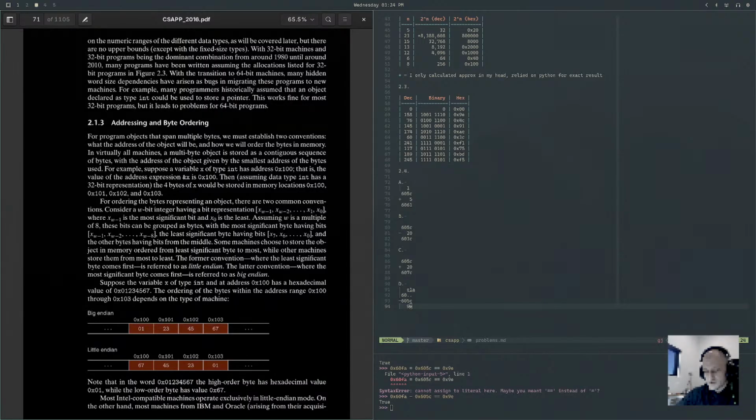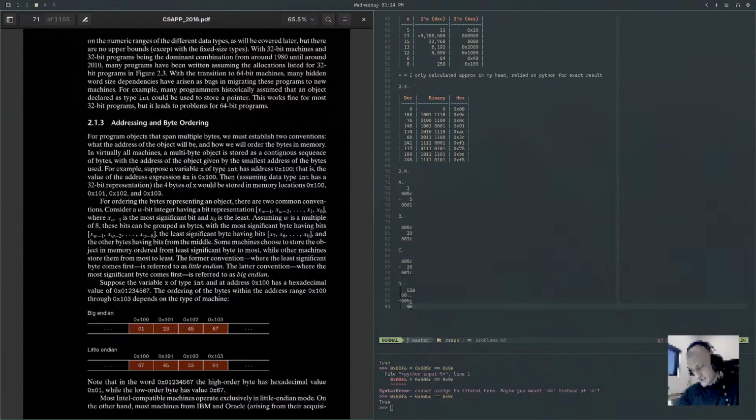For program objects that span multiple bytes, we must establish two conventions: what the address of the object will be, and how we will order the bytes in memory. In virtually all machines, a multi-byte object is stored as a contiguous sequence of bytes with the address of the object given by the smallest address of the bytes used. For example, suppose a variable x of type int has the address 0x100, that is, the value of the address expression &x is 0x100.